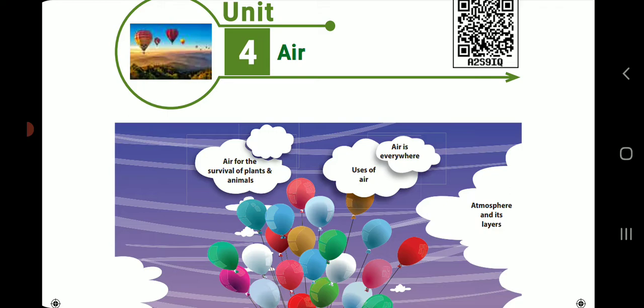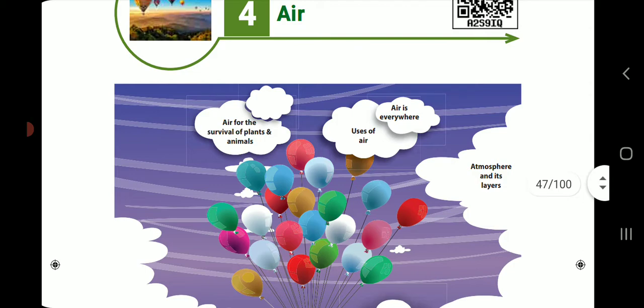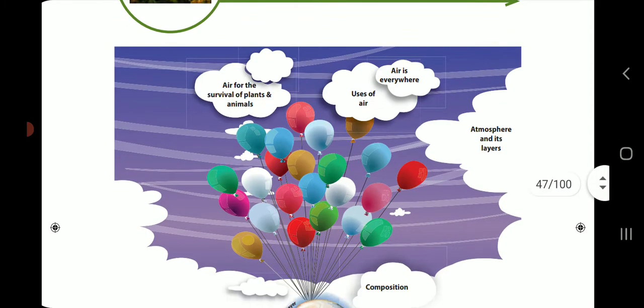Okay. In this Unit 4, we are going to cover the importance of air and the layers surrounding the Earth. Then the content of the air, the composition of the air, and then the uses.